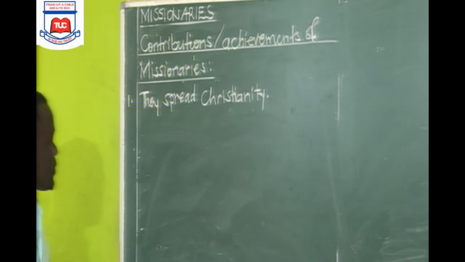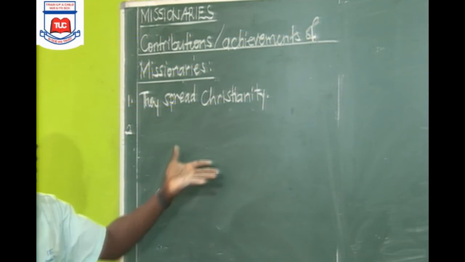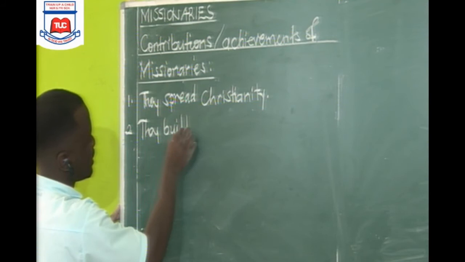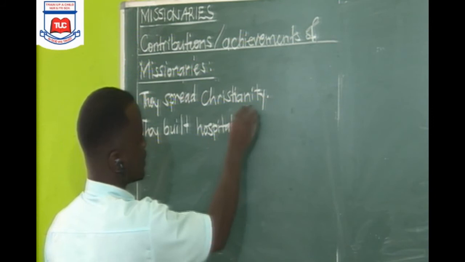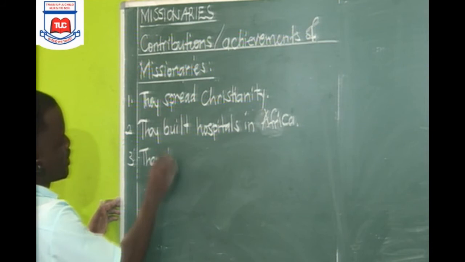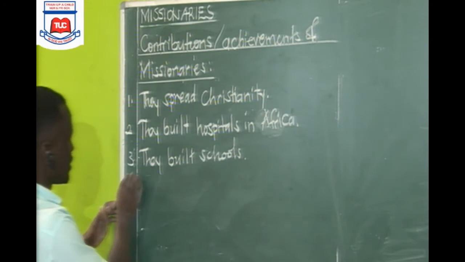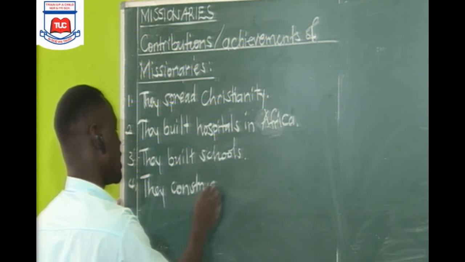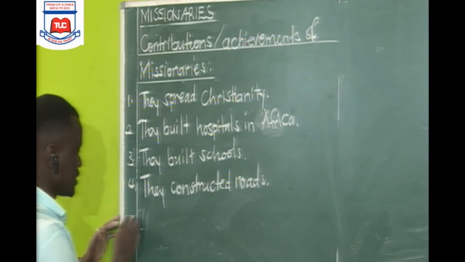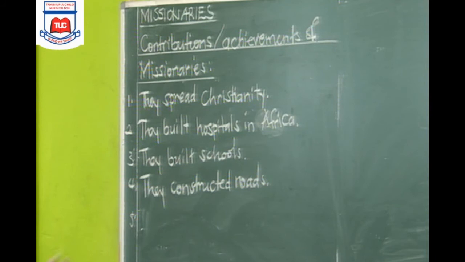Two, when we go back to look at missionaries like Dr. Albert Cook, we said he built the first hospital, which means that we can put it as a contribution that the missionaries built hospitals. They built hospitals in Uganda, let's not specify, in Africa. Missionaries built schools. The missionaries also constructed or built roads, to ease transportation and their movement to other places. So we have talked about constructing roads, building schools, building hospitals, and spreading Christianity.